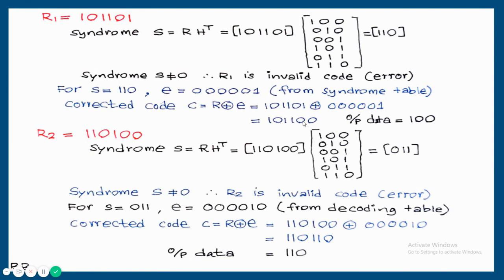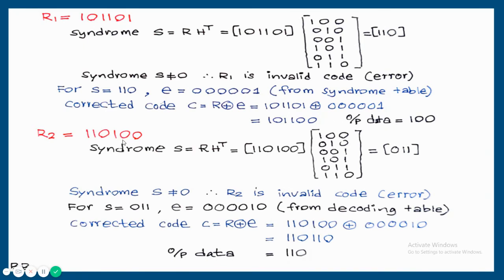And from this corrected code, now the rightmost 3 bits are data bits because G is equal to PI. If G is equal to PI, the rightmost k bits are data bits. 6, 3. So k is equal to 3. Rightmost 3 bits are data bits. So that is why the rightmost 3 bits are written here, 1, 0, 0.